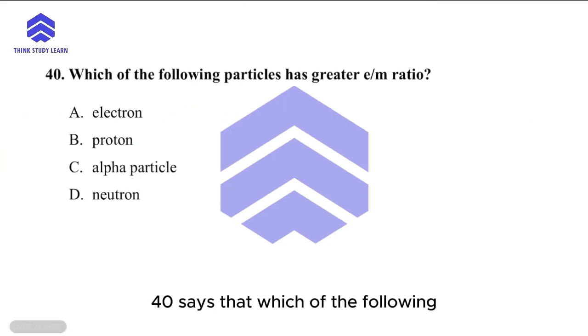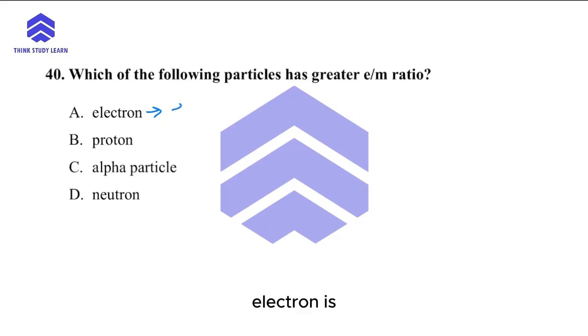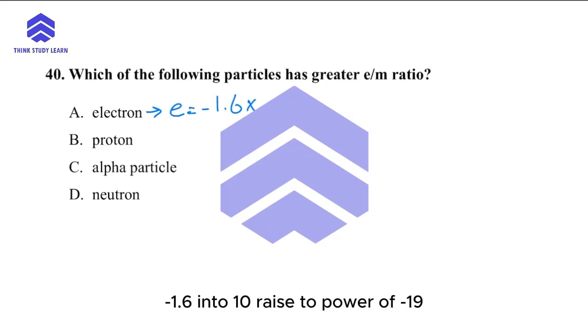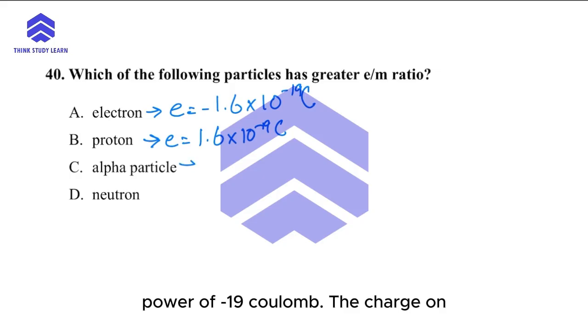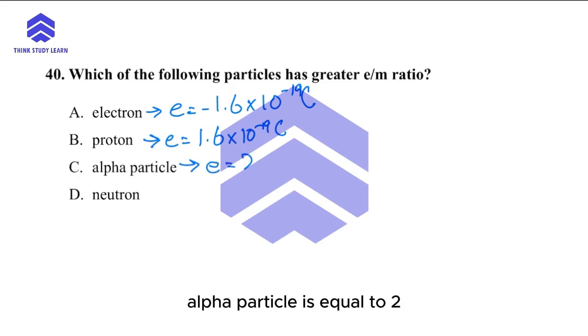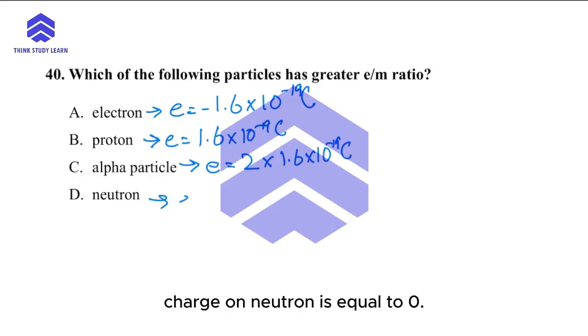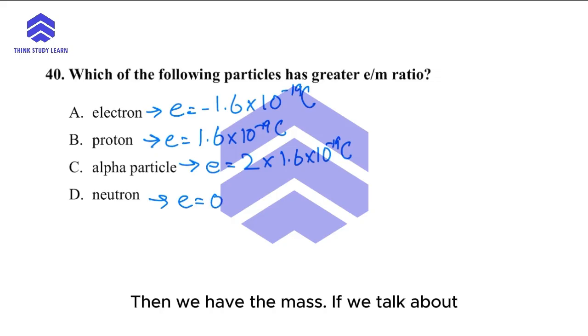Question 40 says, which of the following particles has the greater e by m ratio? If we talk about charge to mass ratio, we know that the charge on an electron is minus 1.6 into 10 raised to the power of minus 19 coulomb, and the charge on a proton is equal to 1.6 into 10 raised to the power of minus 19 coulomb. The charge on an alpha particle is equal to 2 into 1.6 into 10 raised to the power of minus 19 coulomb, and the charge on a neutron is equal to 0. Then we have the mass.